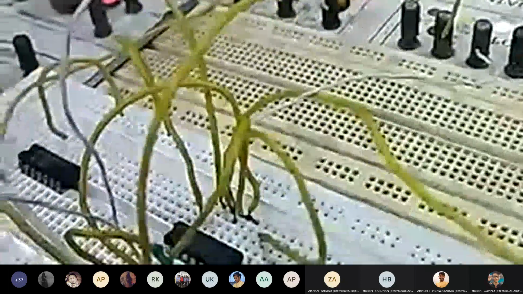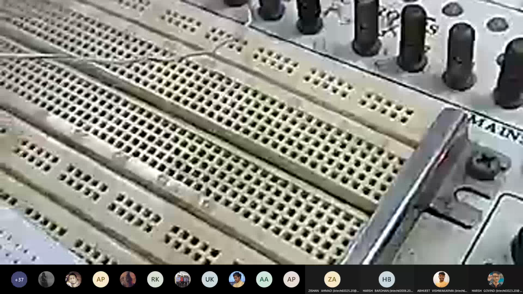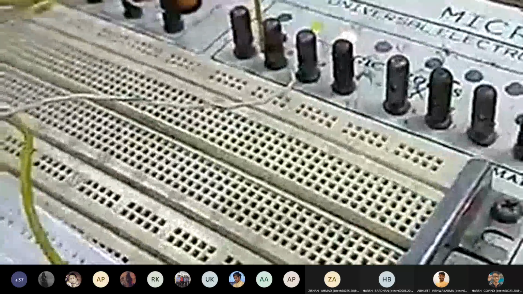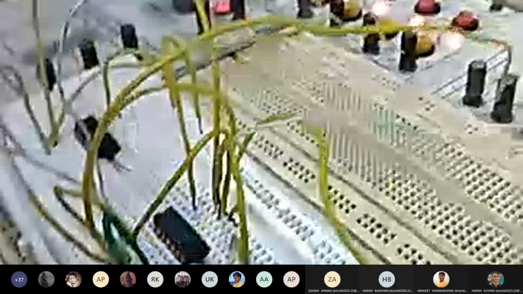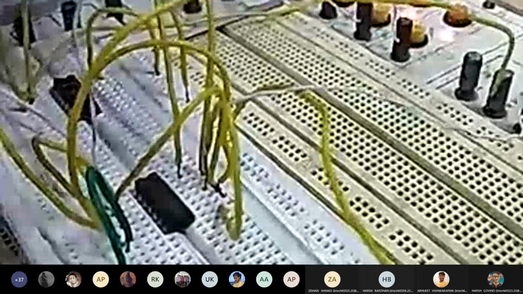Now tell me, when we give the value, suppose Y0 is your equation E D in S0 bar. So 1 1 0. When we give 1 1 0, what should Y0 be? Y0 should glow. The LED for Y0 is glowing. So which is Y0 pin 6? Where is pin 6 of the AND gate connected? This is the AND gate. Pin 6, this. So this yellow one is Y0 and the white one is Y1.